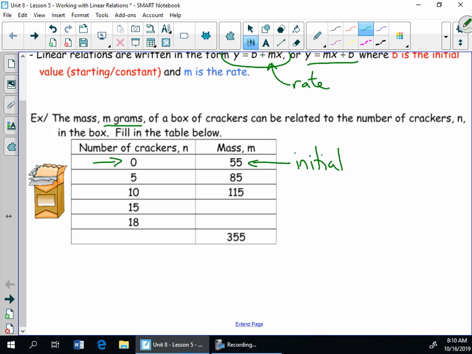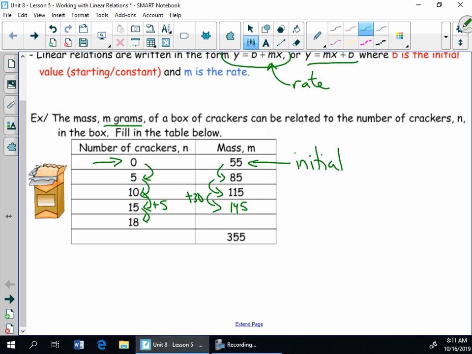And then it seems like every time we add 5 crackers, it goes up 30. If we add 5 crackers, it must go up 30, right? That's the pattern. So we can figure out the next one pretty easily. But if we look at the next one, it's not going up 5 crackers anymore. It only went up 3. So it can't go up 30, so there's some sort of other pattern.